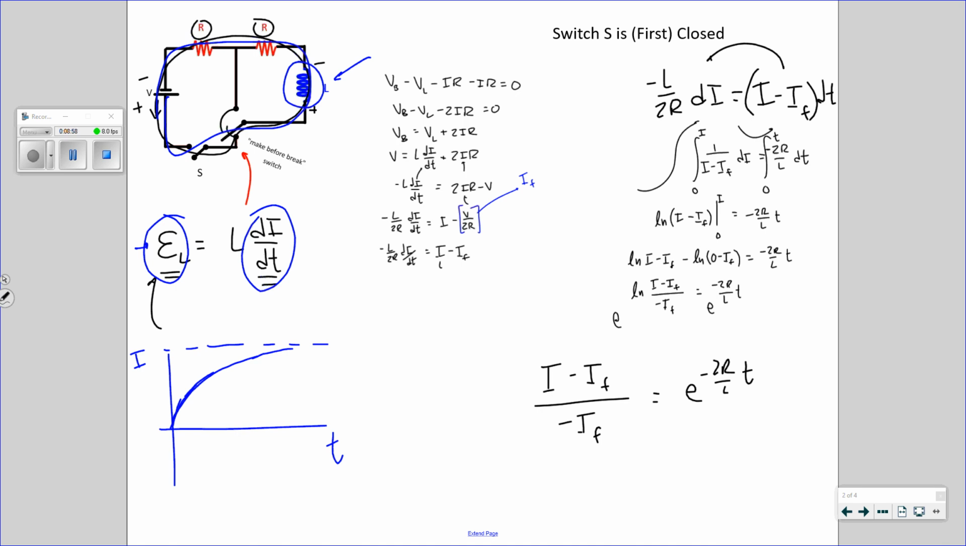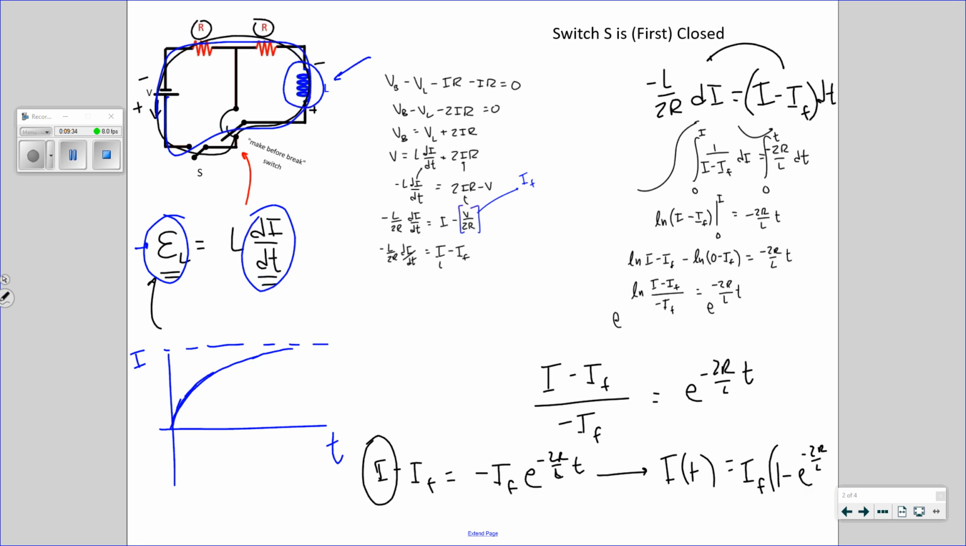I haven't really helped myself because now I need to shrink again. But we get, let's see, I minus I final is negative I final e to the negative 2R over L times t. And then we move the other I final over there and factor it out, and we get I as a function of t. This is really I as a function of t is I final times 1 minus e to the negative 2R over L times t. Okay?